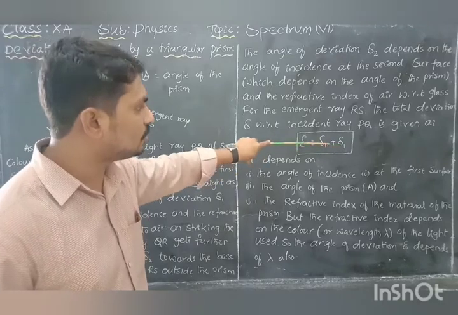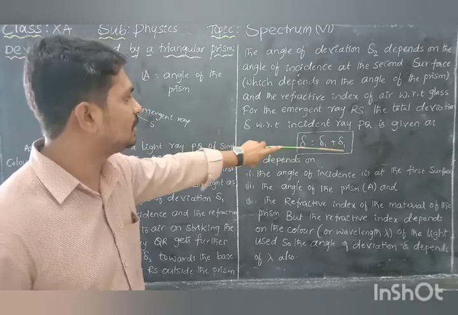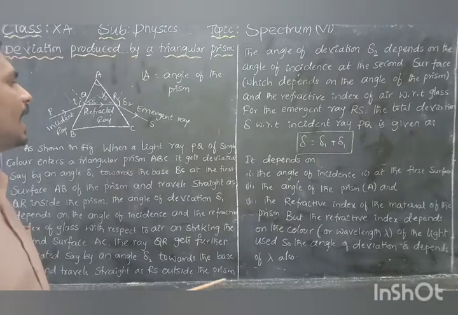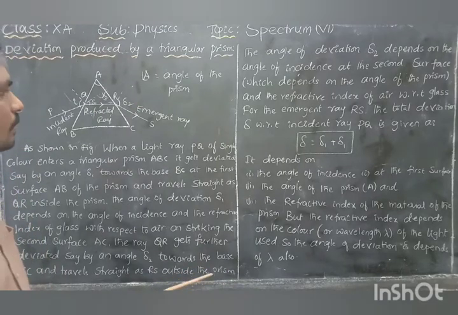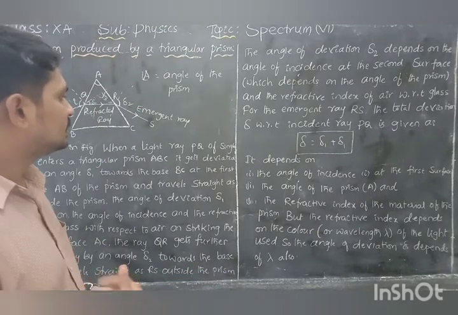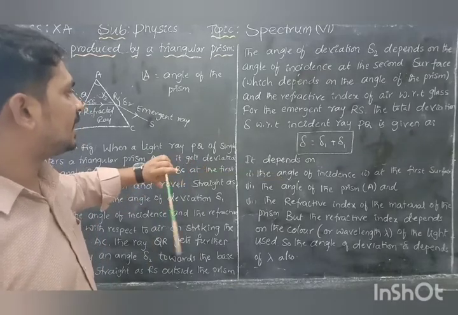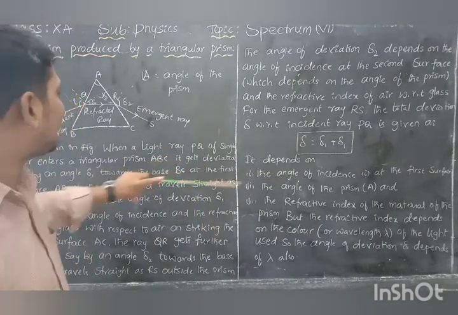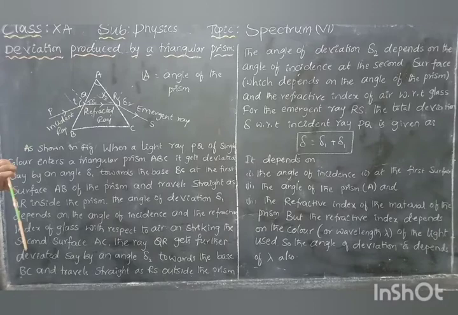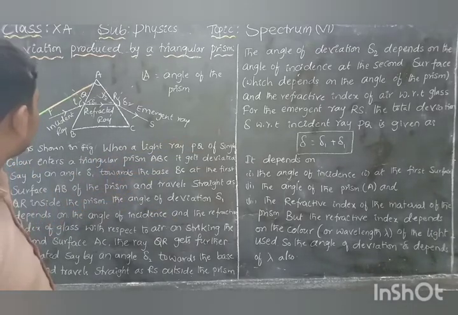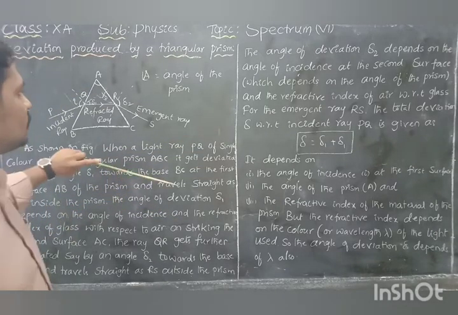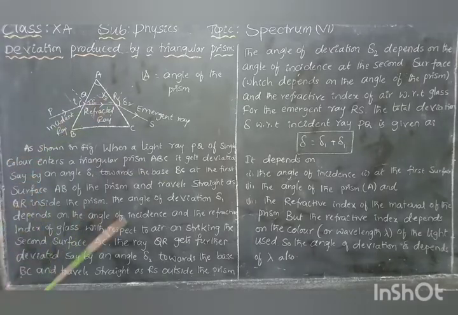Delta 1 plus delta 2 is the first surface angle of deviation. It is the second surface angle of deviation. And again, you already learned this entire thing. The angle of deviation depends upon the angle of incidence at the first surface, next the angle of the prism, and also the refractive index of the material which the prism is made up of.